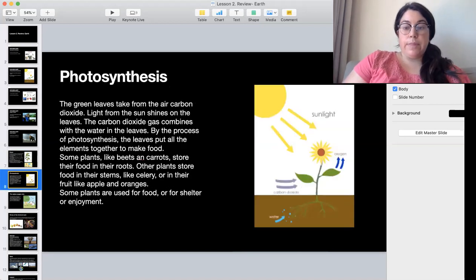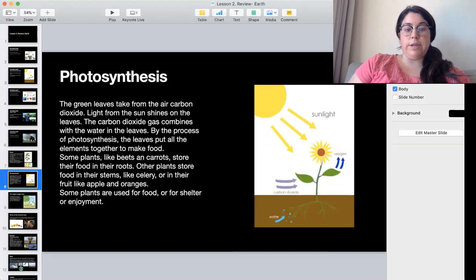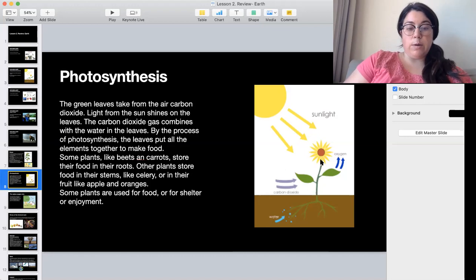Let's go here. The flowers make their fruit through photosynthesis. The green leaves take carbon dioxide from the air. Light from the sun shines on the leaves, like you see here. The carbon dioxide gas combines with the water in the leaves that they take through the roots. By the process of photosynthesis, the leaves put all the elements together to make food.